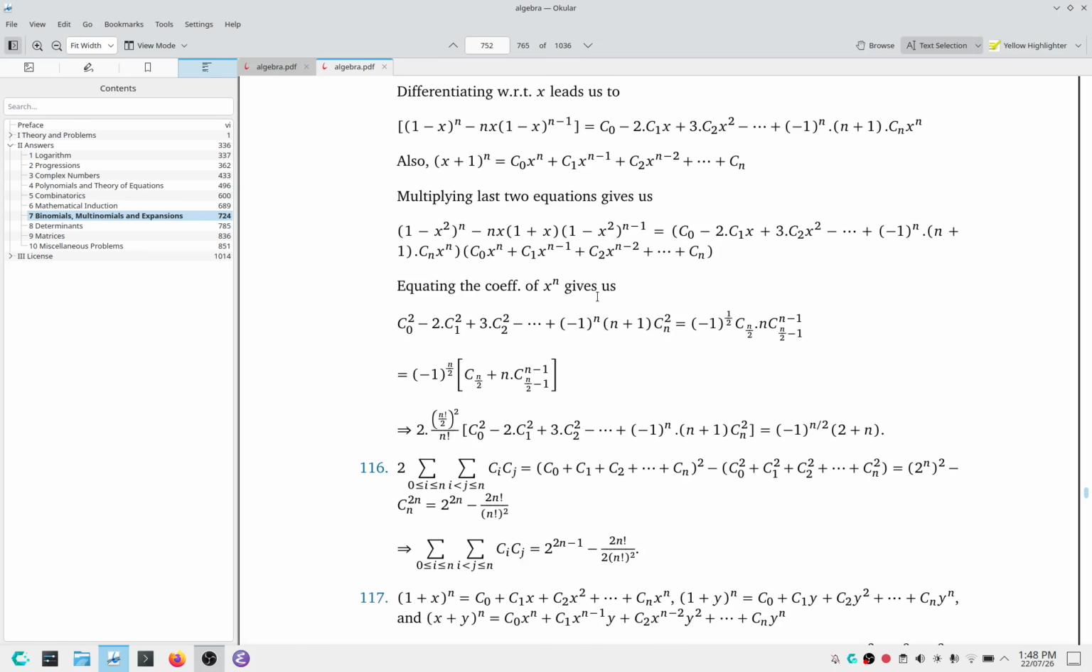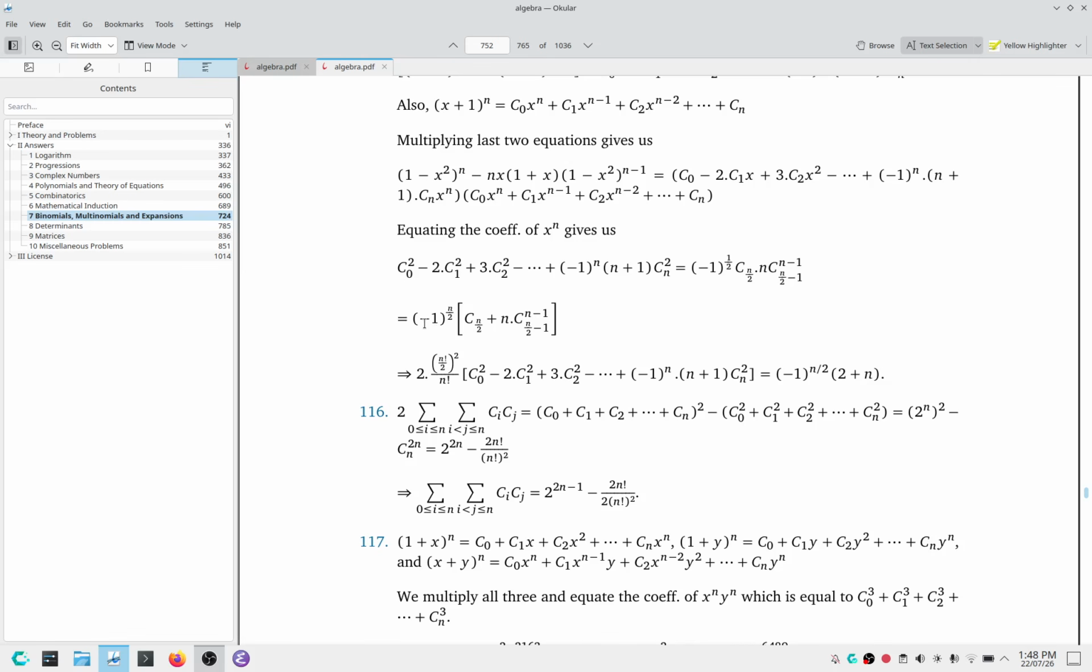Now we equate the coefficient of x^n. The right hand side becomes c0^2 - 2c1^2 + 3c2^2 and so on up to (-1)^(n+1) cn^2. And the coefficient on the left hand side is equal to (-1)^(n/2) times C(n, n/2) times (n - 1)/(n/2 - 1). Now we evaluate this, and it is equal to (-1)^(n/2) times (2 + n).